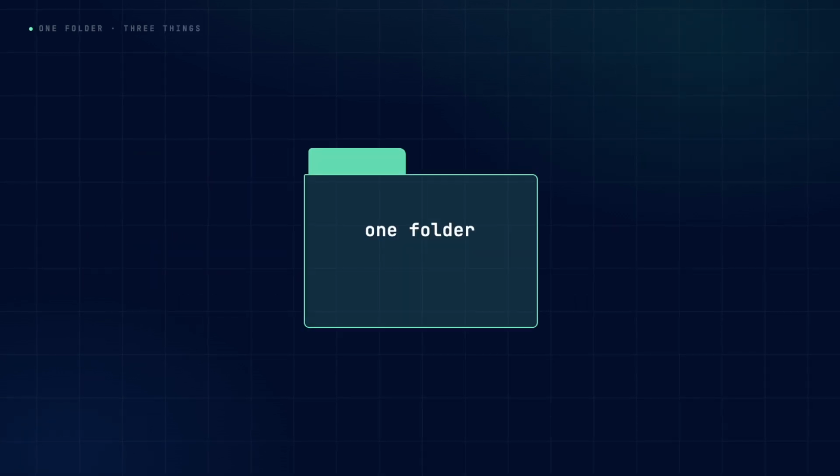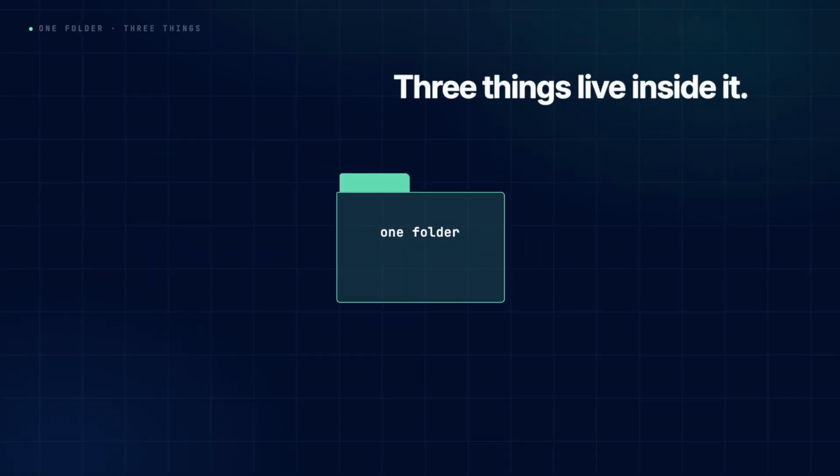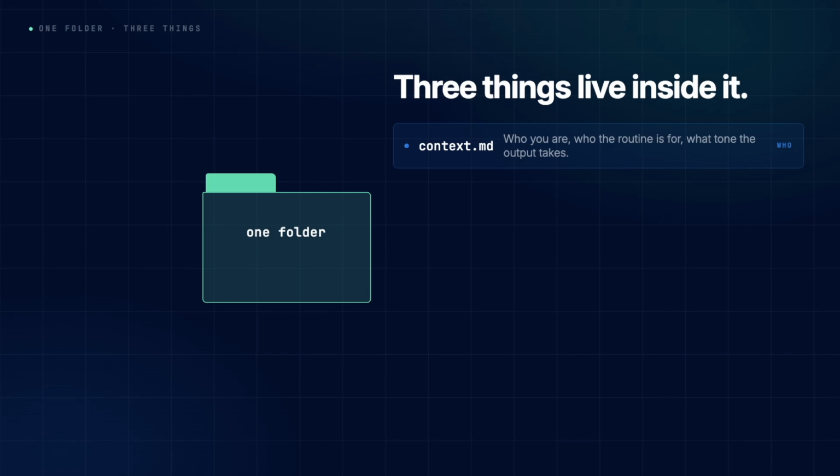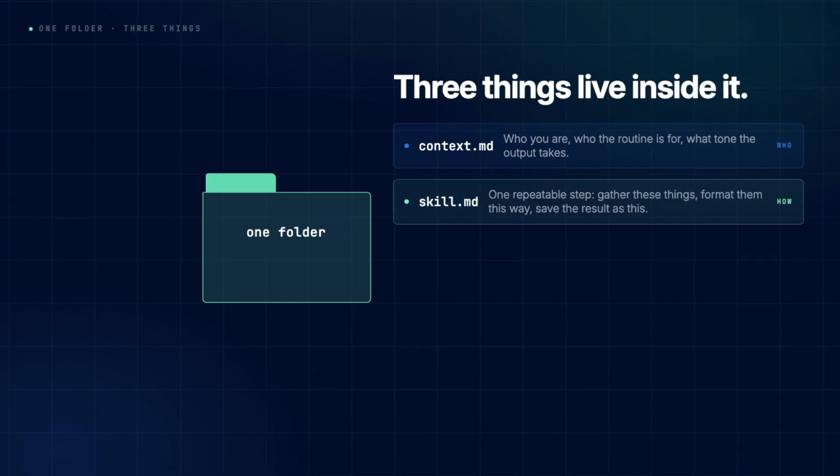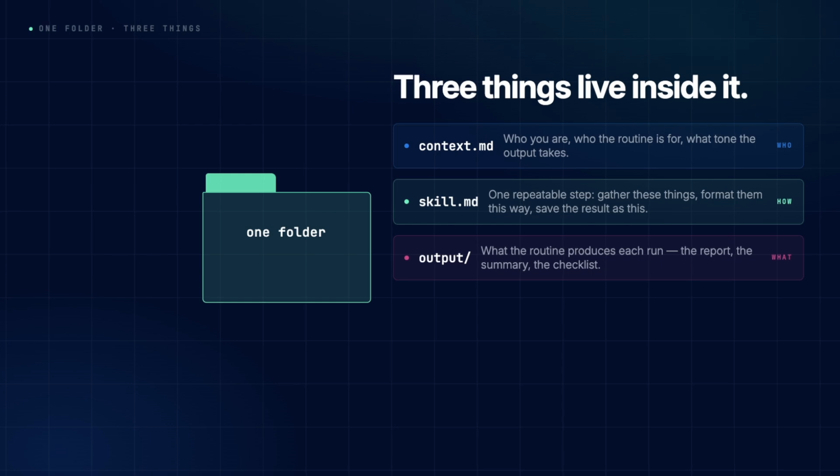Picture one folder. 3 things live inside it. The first is context. A small file that says who you are, who this routine is for, and what tone the output should take. The second is a skill. A file with a repeatable step. Gather these things, format them this way, save the results as this. And the third is output. The thing the routine produces each time it runs.